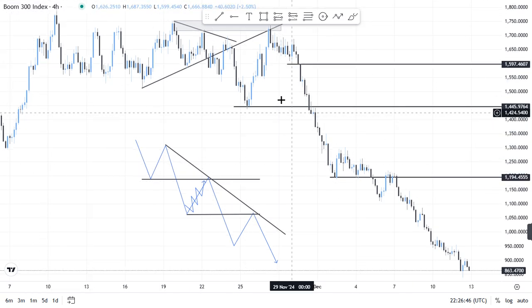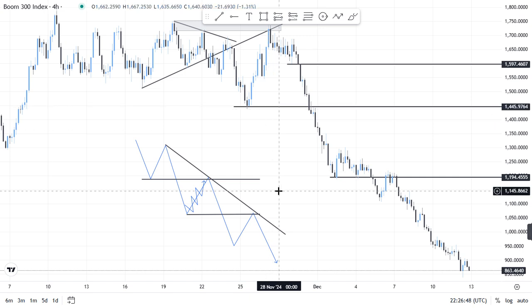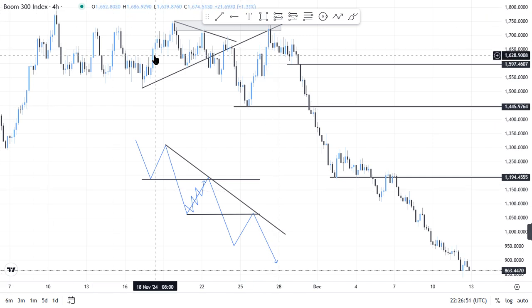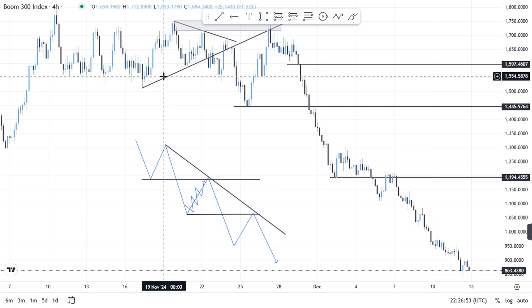So what I want to do on this chart is we're going to be adding moving averages. In this case, we're just going to be adding a moving average, nothing more, nothing less.